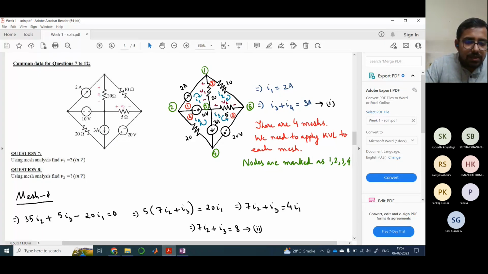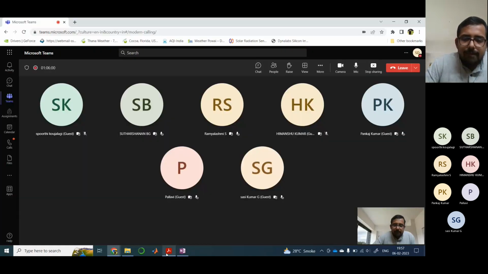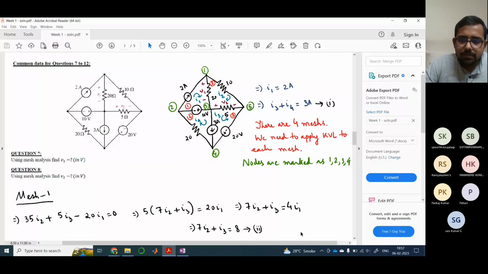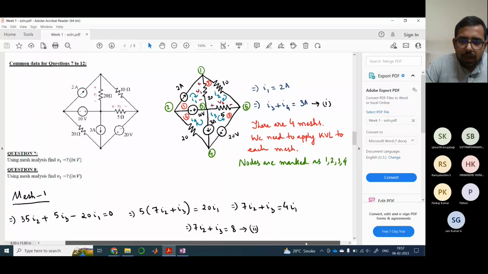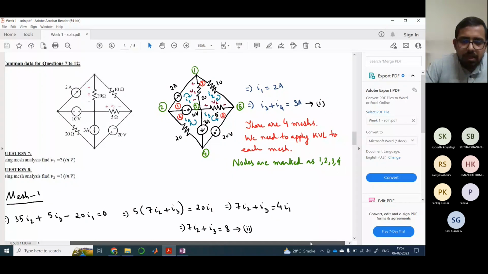And obviously I'll correct this. So this would be mesh 2. And here there are 5 nodes. I'll correct this.